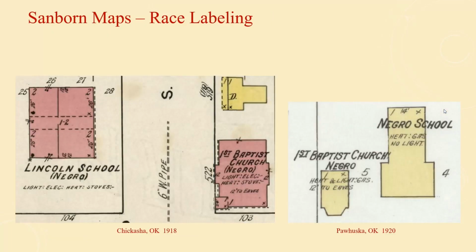Here we see some examples from a couple of communities in Oklahoma, but this is not just Oklahoma. This is all across the country. If you go through Sanborn maps, you will find labels like this: Lincoln School, Negro; First Baptist Church, Negro. Like I said, they didn't identify the community, but if you saw buildings within that community identified like this, you could infer from that the ethnic makeup of that community.